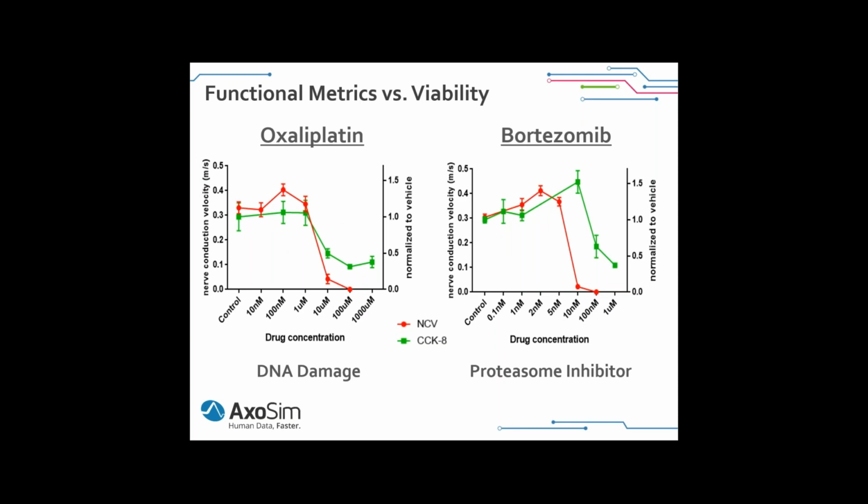But when we look at oxaliplatin and bortezomib, where we would expect more cell viability issues, we do see that. Now with oxaliplatin, we see that they track pretty closely. And then when you look at bortezomib, they certainly mimic one another, but we do see that functionality being a little bit more sensitive.